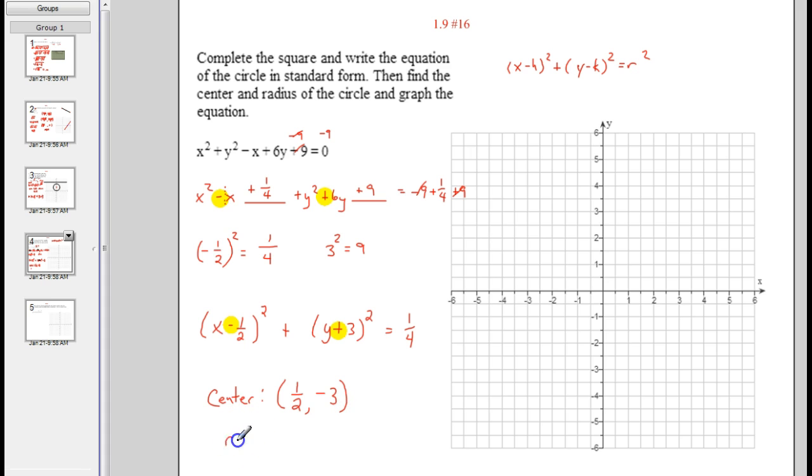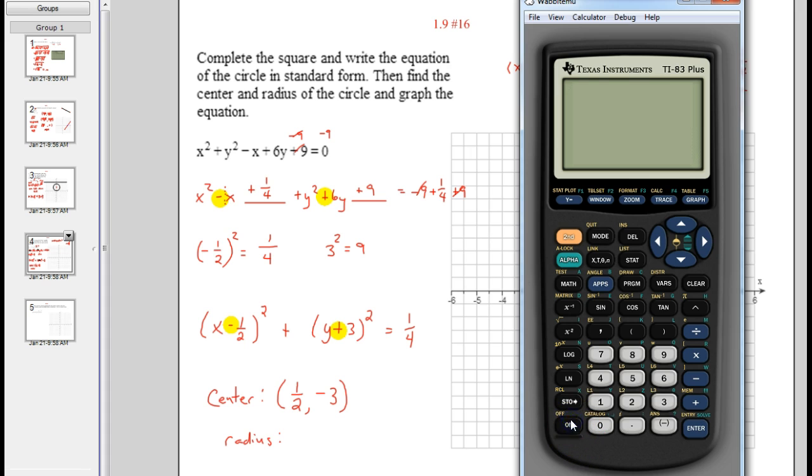And then the radius is the square root of this. Remember, this is r squared. So what we're saying is r squared is 1/4. So r is the square root of a 4th. And if you need to, plug it into your calculator. If you don't know that that's a half, your calculator will. So take the square root of 1/4, and your calculator says that's 0.5. And then if you need to, change that back into a fraction.